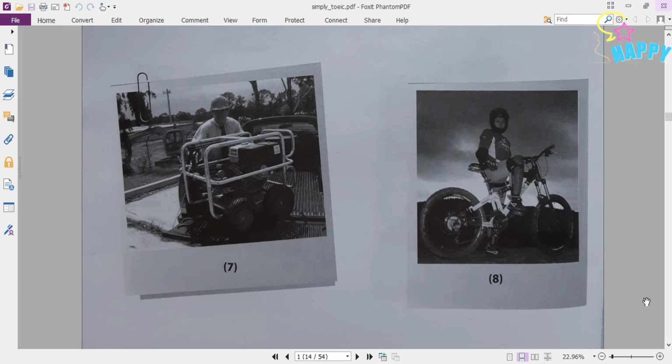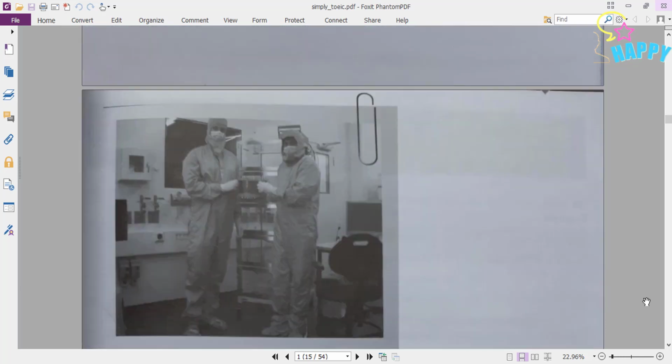Number 8. Look at the picture marked number 8 in your test book. A. He is cycling uphill. B. He has a foot on the pedal. C. He has fallen off his bicycle. D. He is sitting on the saddle.